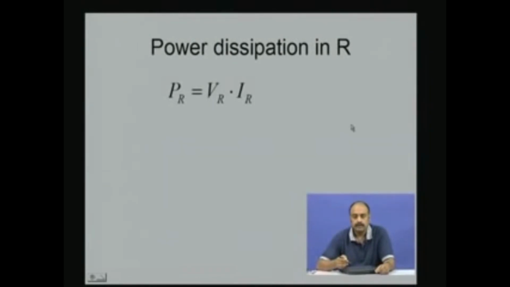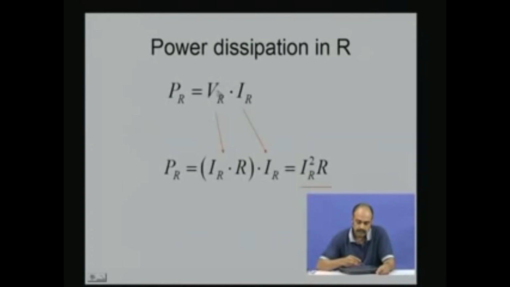Another important characteristic of the resistor is its power dissipation, because we said that energy is going to get lost in the resistor as heat. We need to quantify how much of this energy gets lost. Power in watts is equal to voltage in volts into current in amps. So, VR is the voltage across the resistance and I is the current through the resistance. The product of V into I will give you the wattage or the power that gets dissipated in this resistance.